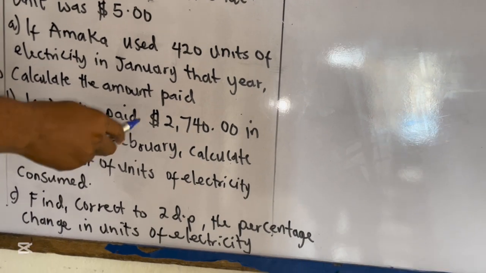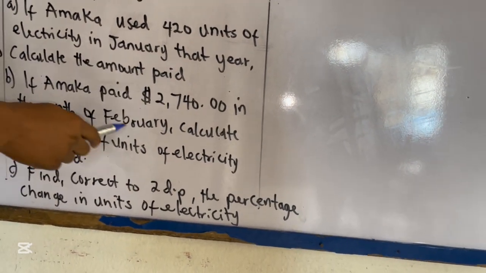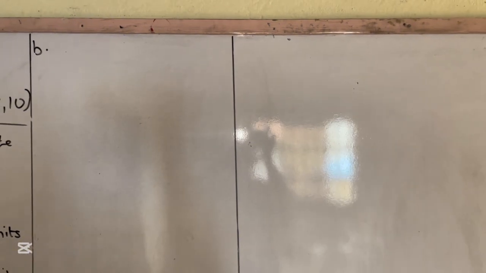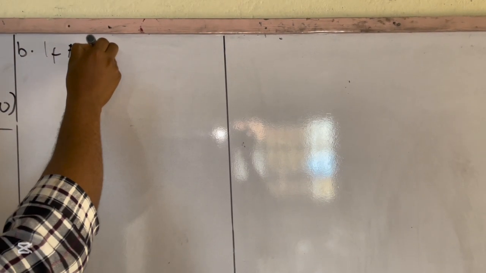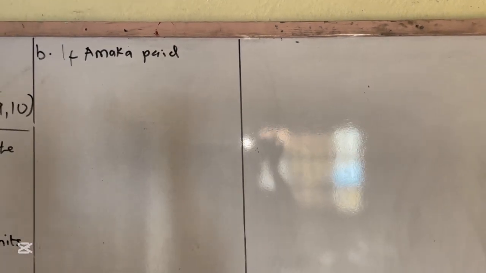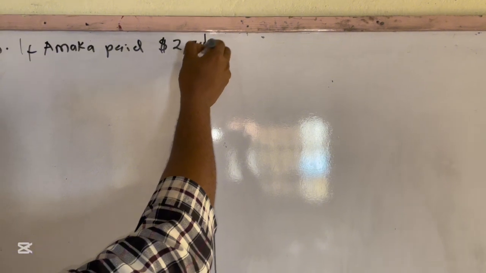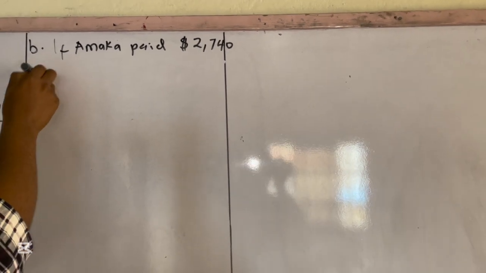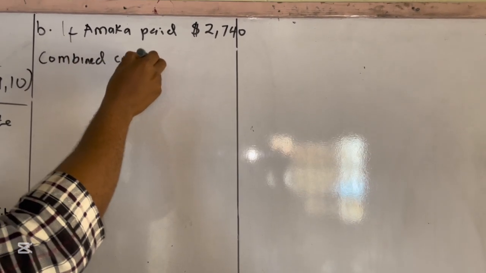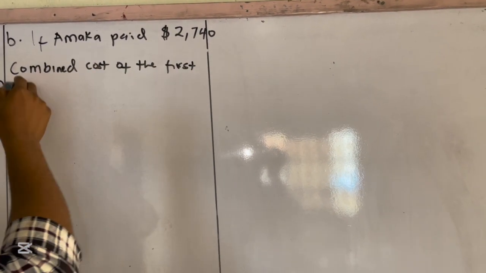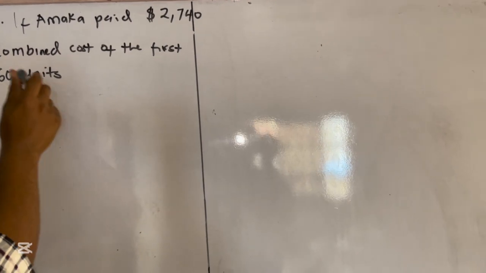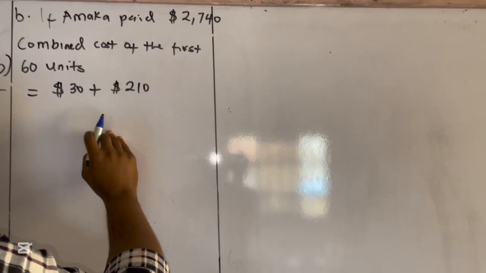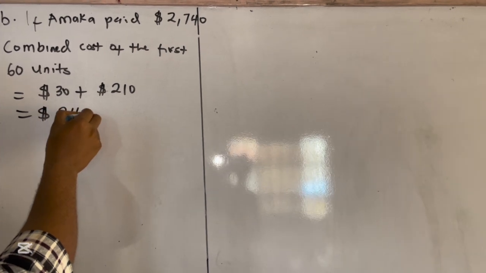Alright, for B, if Amaka paid $2,740 in the month of February, calculate the number of units of electricity that she consumed. Alright, so from the question we have $2,740 in February. So the combined cost of the first 60 units, that was $30 plus $210. So that was a sum of $240.